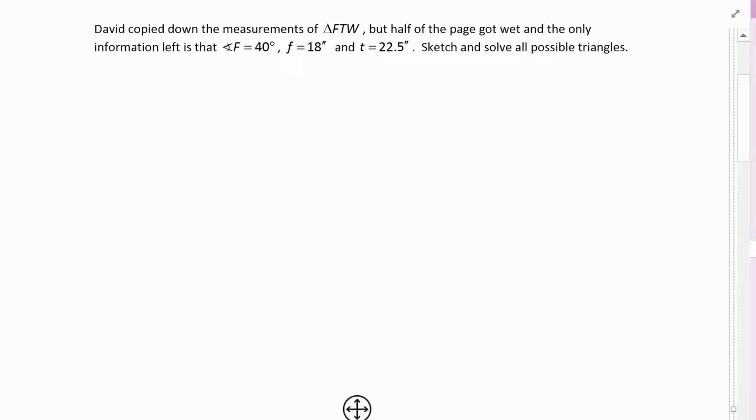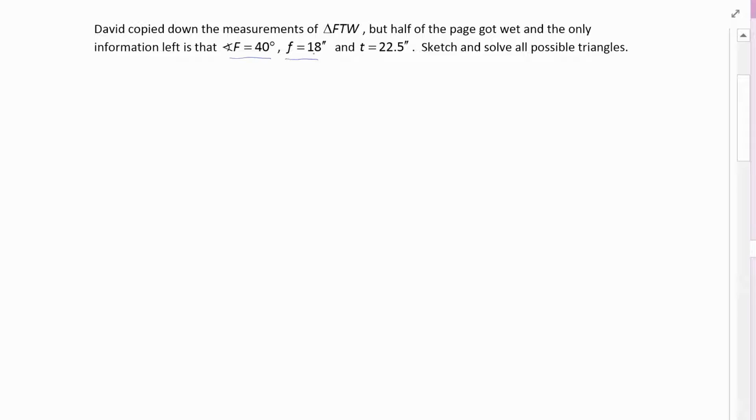So again, you already know this is an ambiguous case situation, but to recognize whether or not it is, remember that you need to be given an angle and two sides that are not right around the angle on either side. One side opposite, which you can see you've got here because angle F and little f, and then a second side length as well.